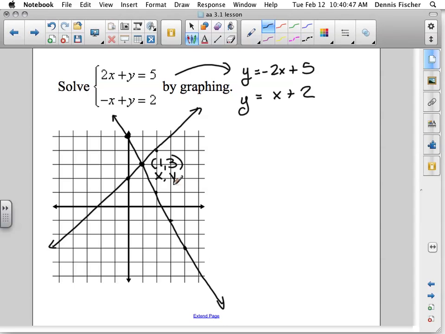Okay, of all the points in the world, all the points in that graph, that's the only point that's going to work in both equations. They make both true. It's the only point that's going to make both of them true.